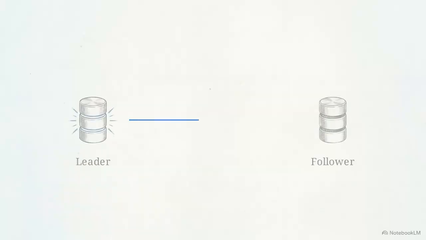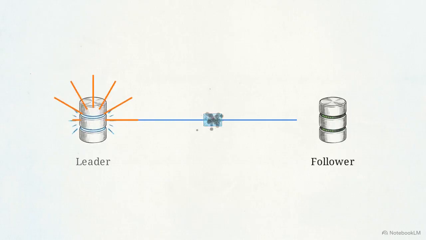The cost is data durability. If the leader crashes after confirming the write to the user, but before the asynchronous stream reaches the follower, that data is permanently lost.